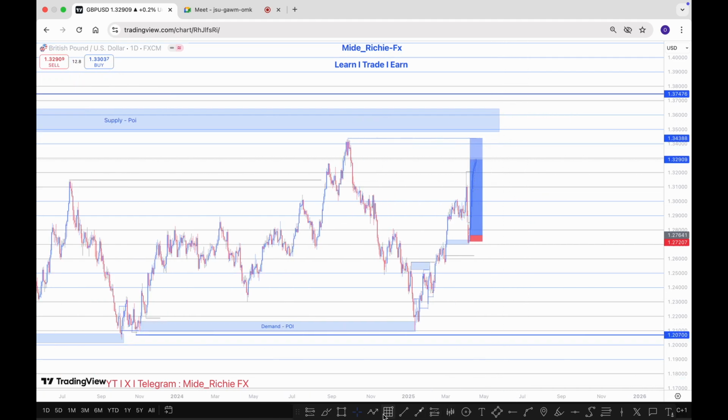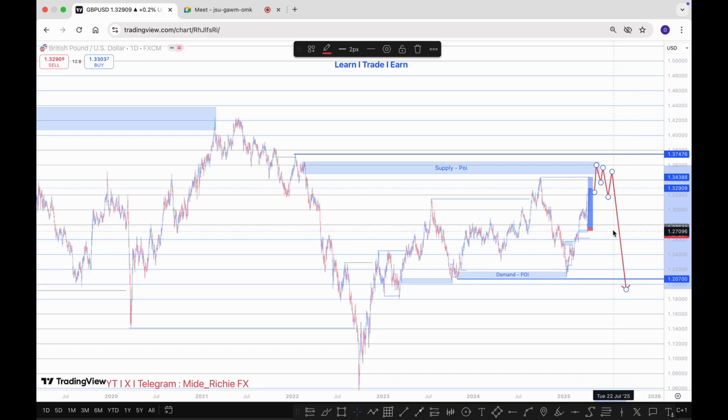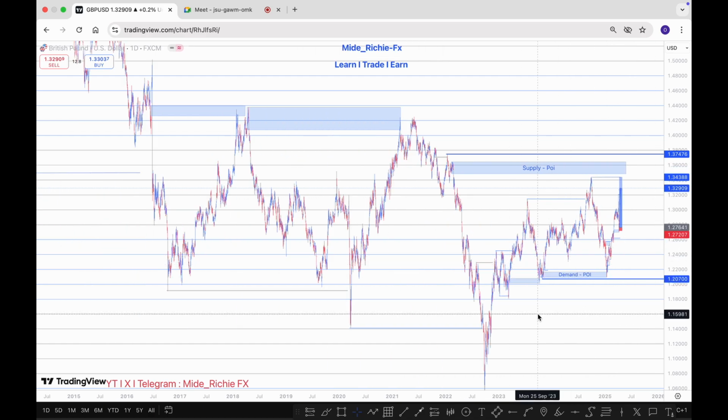And if the market mitigates this point right here and gives us a good bearish structure, of course we are going to sell, right? And if the market breaks through it, we continue to buy, right? Why do I say that?